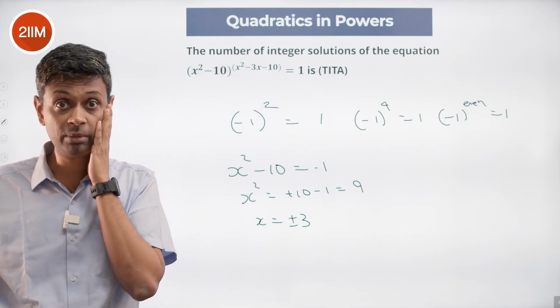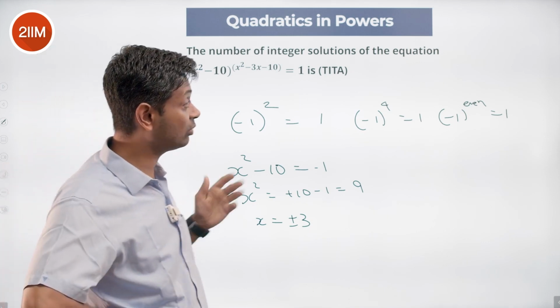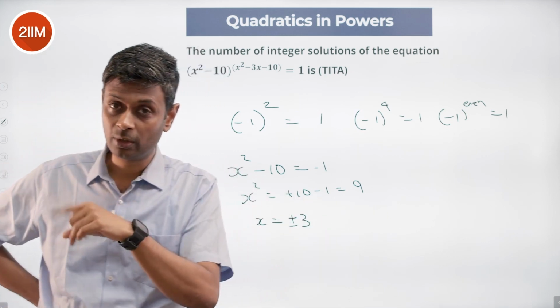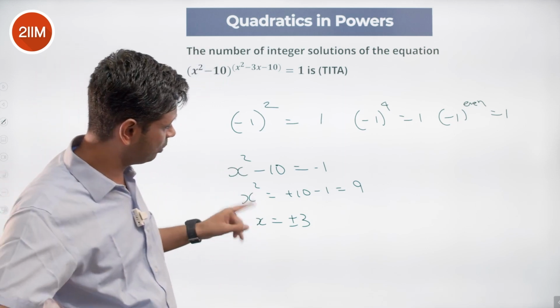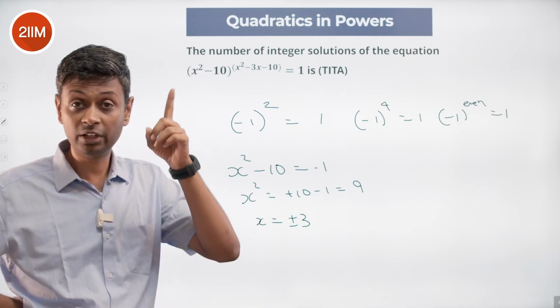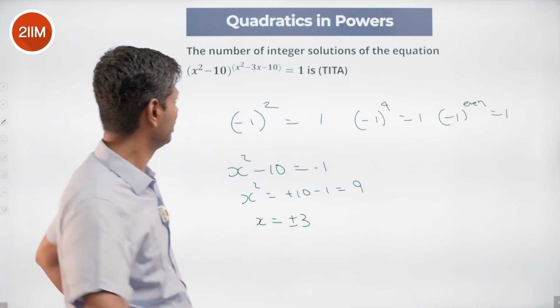If it's an even number, then I am happy. But minus 1 power 101 will be minus 1. Minus 1 power 94 will be plus 1. So to substitute x equal to plus 3 or minus 3, I have to verify whether it turns out to be an even number. Let's do that.